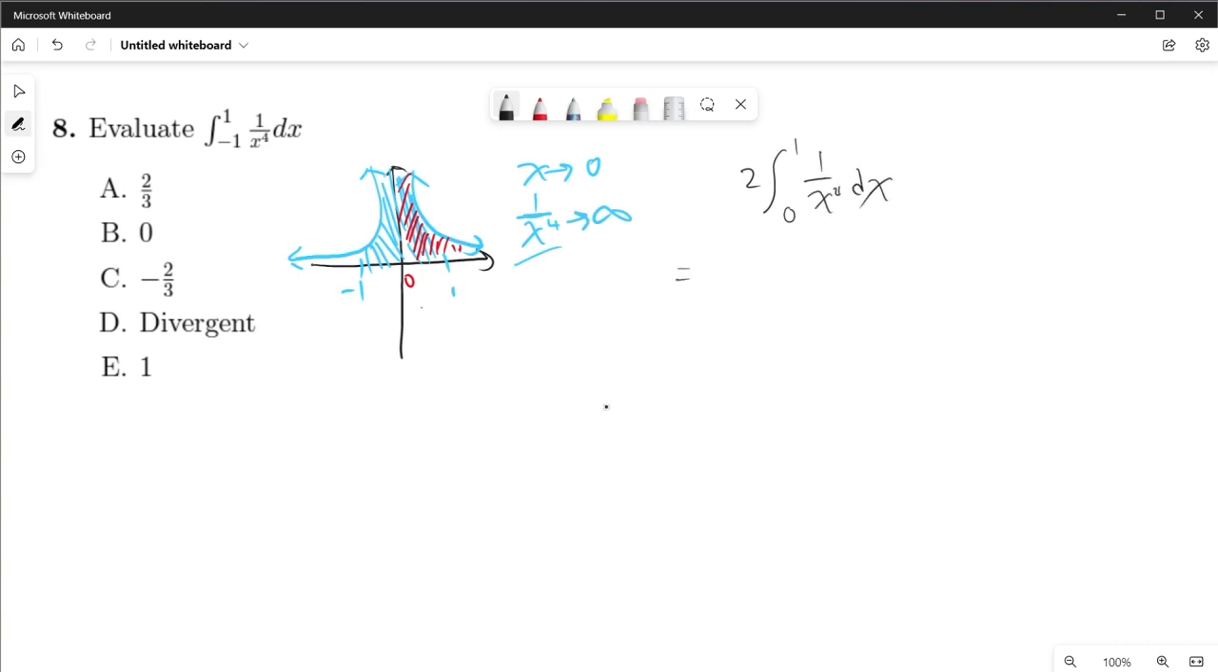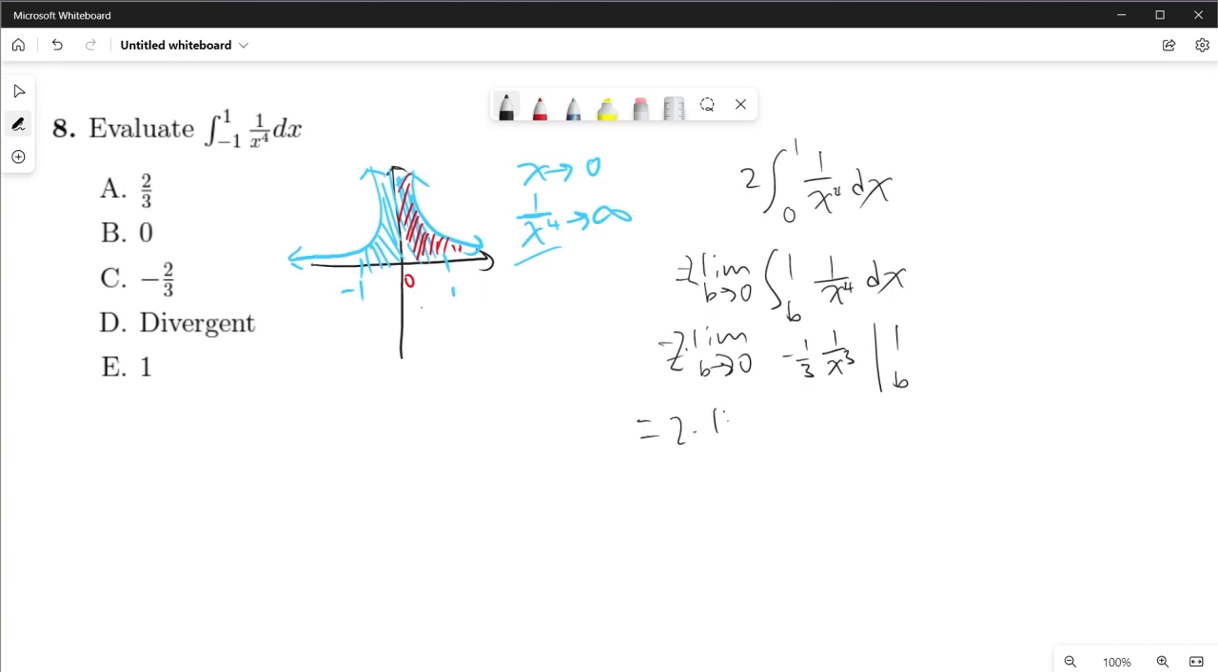And now I'm going to take the limit of an arbitrary value, let's say b, to 0. This will be b to 1. Now I can take the integral. And that will just be -1/3 x cubed. Right, remember the chain rule. This would be from b to 1. Oh, I need to have 2 in front.